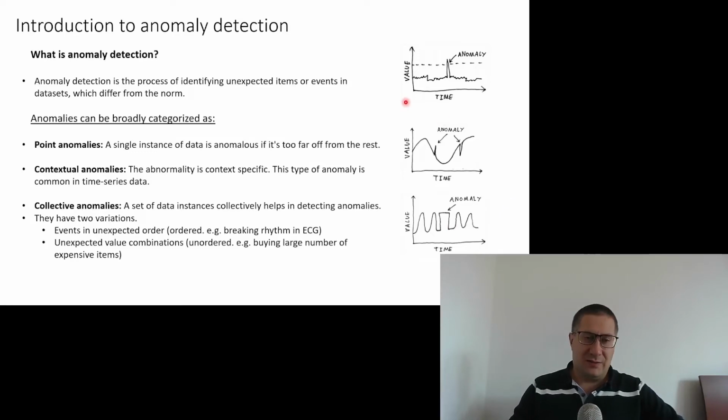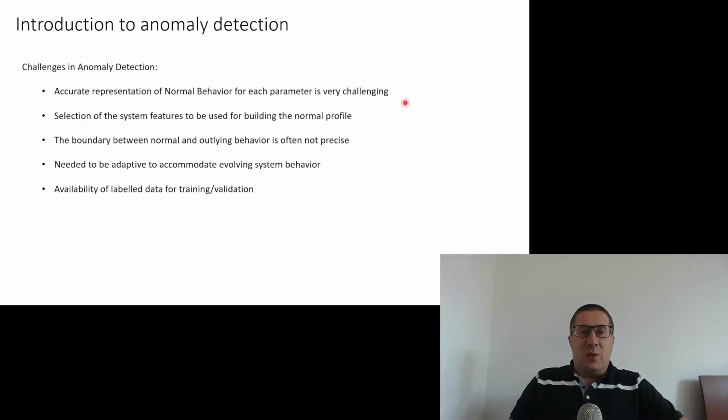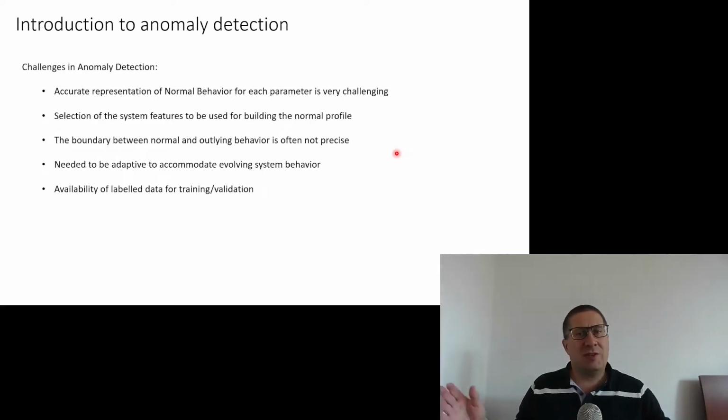Okay, let's move forward. What are the challenges in anomaly detection? First of all, we need to check that something differs from normality, from the normal behavior. So we need to define what is the normal behavior, what is the normal temperature of the oil, what is the normal flow of the fluid for a given process operating point, for a given context, for a given device load. So the accurate representation of normal behavior for each parameter is very challenging.